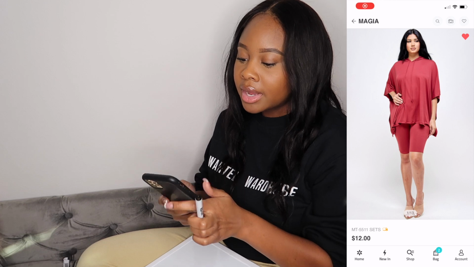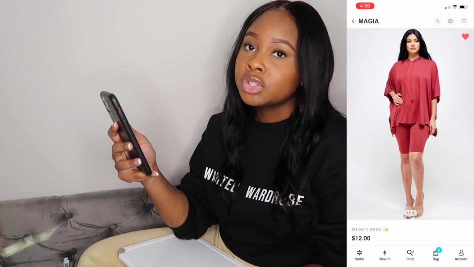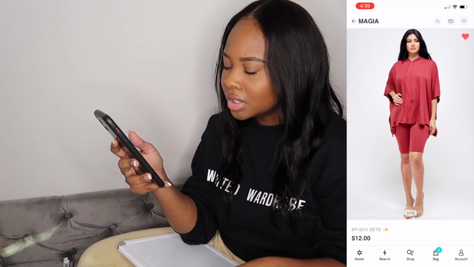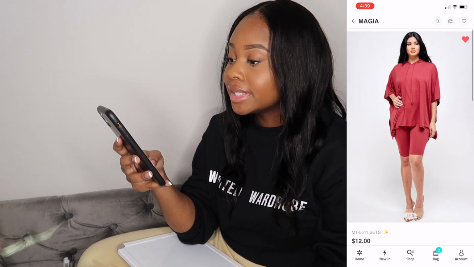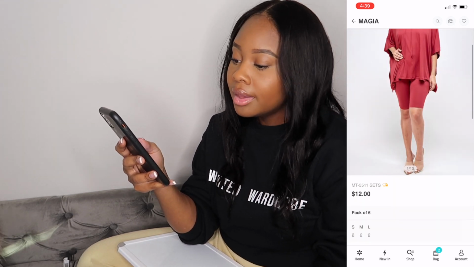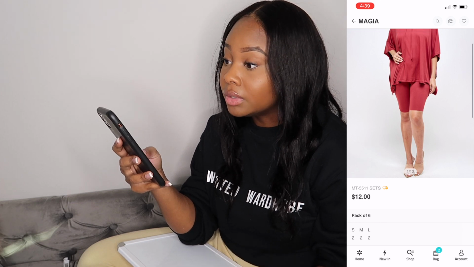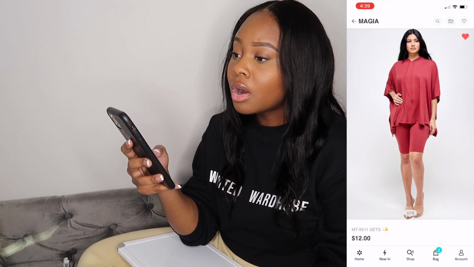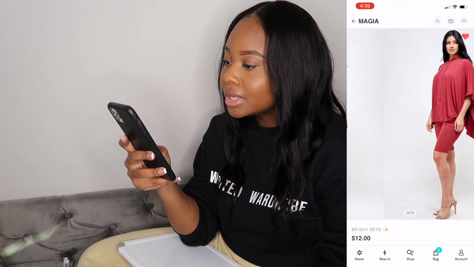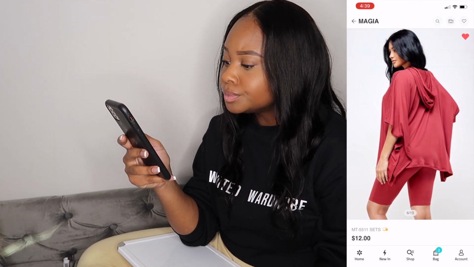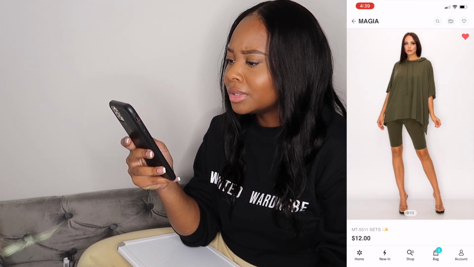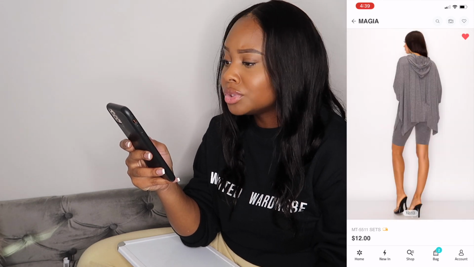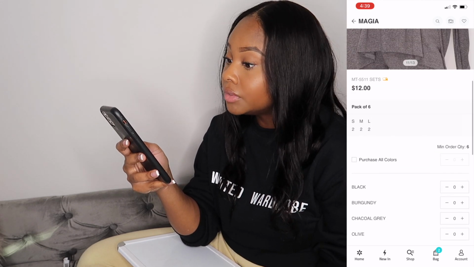So this outfit right here is something that I was looking at previously for the summer, transitioning into fall. And I saw this set, and I thought it was super cute, and something that I felt like my target audience would really like. It is from a vendor called Magia, I believe, and that's how you pronounce it. I thought it was super cute, super comfortable, something that you can definitely dress up with heels. You can dress it down with sneakers. So I really loved it.